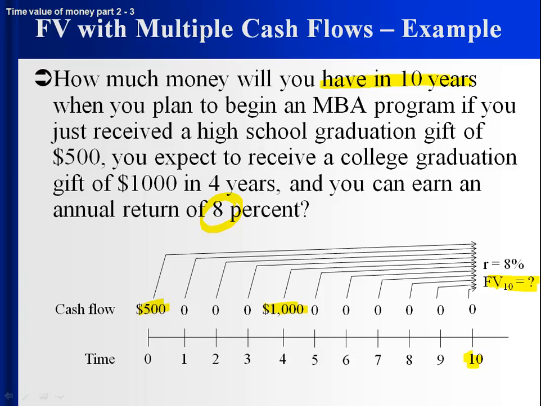Well, we'll do the equation in a second, but it's just 500, and that'll have a chance to compound for 10 years, so 500 times 1.08 to the 10th, counting the first, second, third, fourth, fifth, sixth, seventh, eighth, ninth, 10th. Plus 1,000 times 1.08 to the 6th, because it's going in at 4 years, it only has 6 years to compound until 10 years from now.